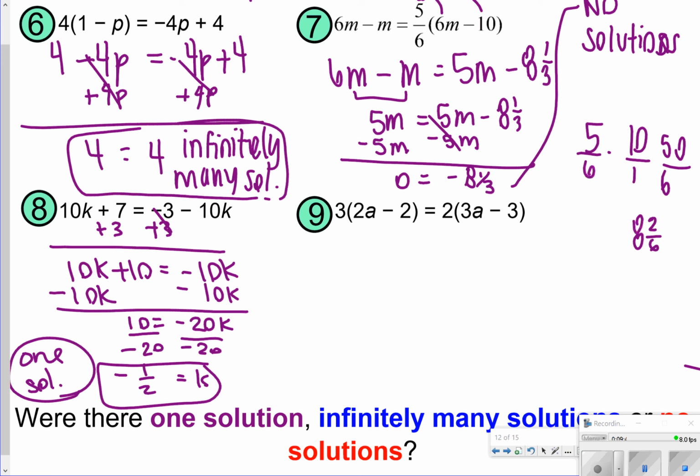And the last one, number 9, we'll have 6a minus 6 is equal to 6a minus 6. Because those match, that is going to be infinitely many solutions.